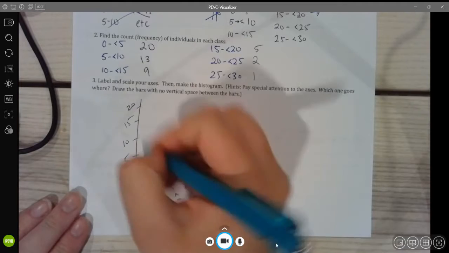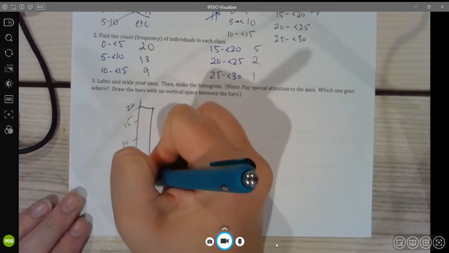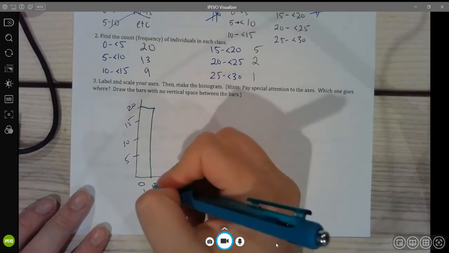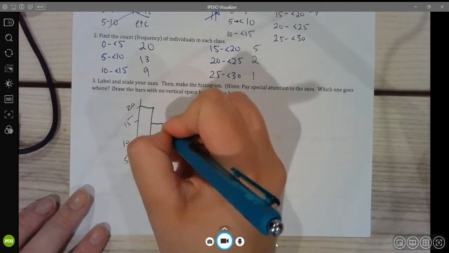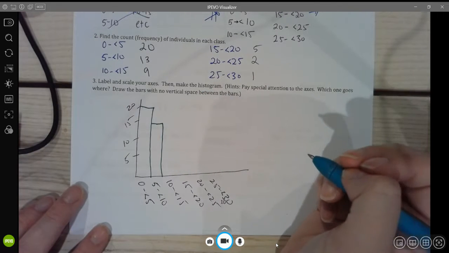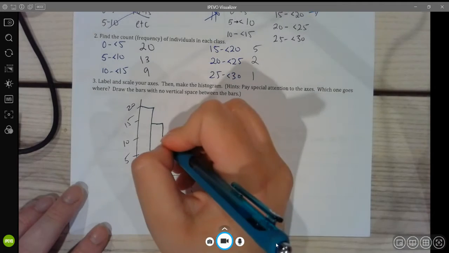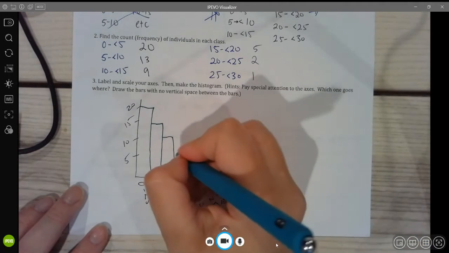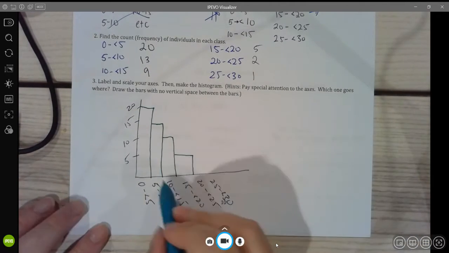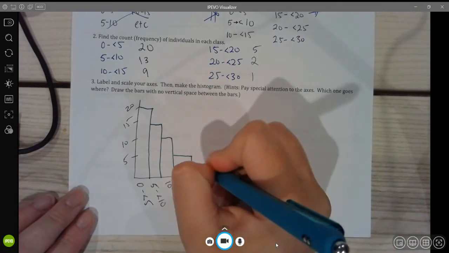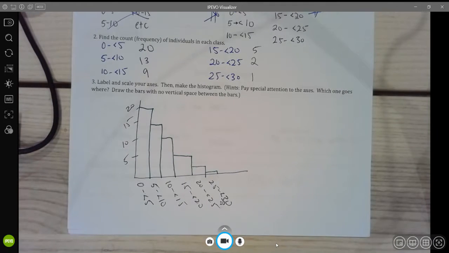So from 0 to less than 5, I have 20 states, so we'll make my bar up to 20. From 5 to less than 10, I have 13, so we're going to smush that bar right up against the other one to 13. From 10 to less than 15, I have 9. Smush that one right up there. I have 5 in this one here. I should have made these even, but it'll be all right. 2 and 1. Okay, so there's my histogram.